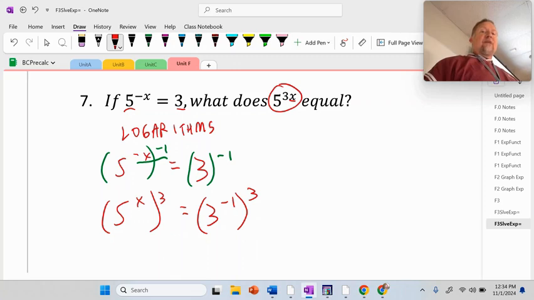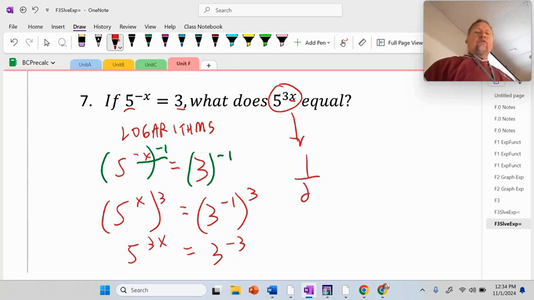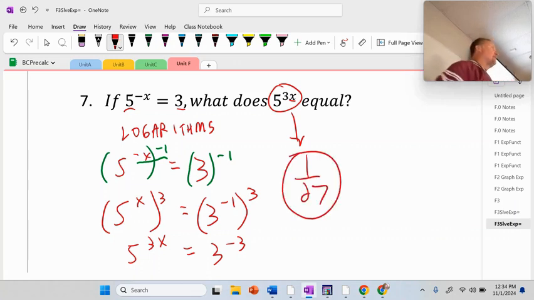Why? Because I'm just trying to get this to happen. I'm trying to get it to be 5 to the 3x. So I'm using exponent rules in order to satisfy this crazy question. So what's 5 to the 3x power? 1 over 27, right? Isn't 3 to the negative third, 1 over 3 to the third? 3 times 3 is 9, 3 times 9 is 27.